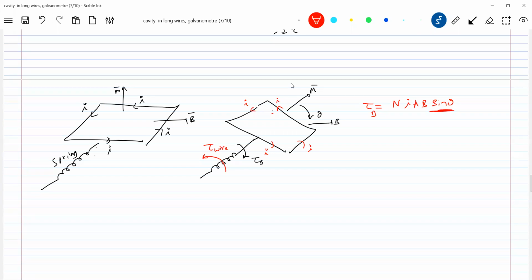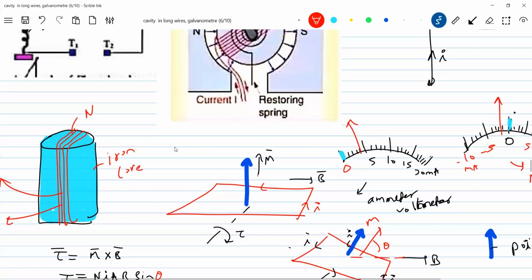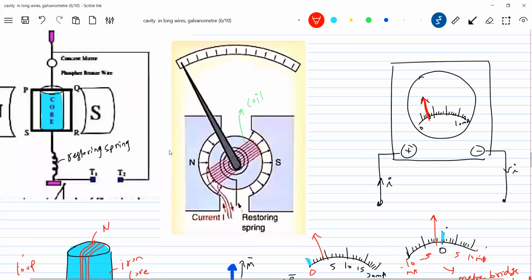How is it possible? I should eliminate this theta. How to eliminate? Theta must be made 90 degrees. So M bar must always be perpendicular to B bar. For that purpose, we'll go for a radial field. Look at now, for all the positions, how M bar will be directed. These arrows are the direction of the magnetic field.